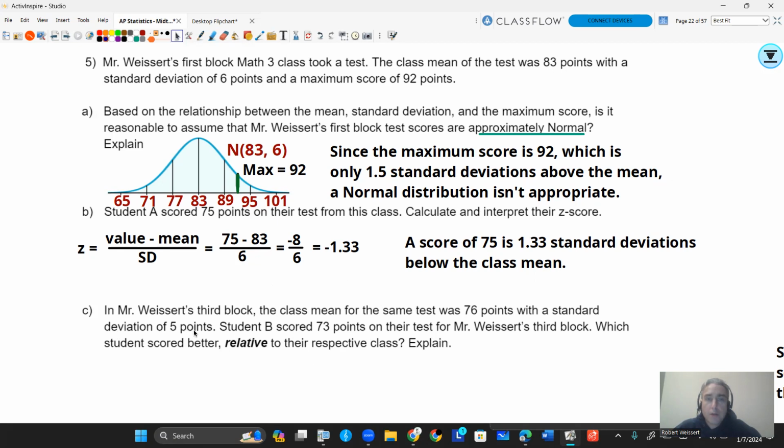So in Mr. Weisert's third block, the class mean for the same test was 76 points with a standard deviation of 5 points. Student B scored 73 points on their test for Mr. Weisert's third block. Which student is better relative to the respective class? Not which student is better overall, because obviously a score of 75 is better than 73, but relative to the people in this class, which is better. That's what we're looking at. You're going to notice also that this class mean was smaller. So when you look at the z-score, think about, you're subtracting a smaller mean. What does that do to the overall z-score?